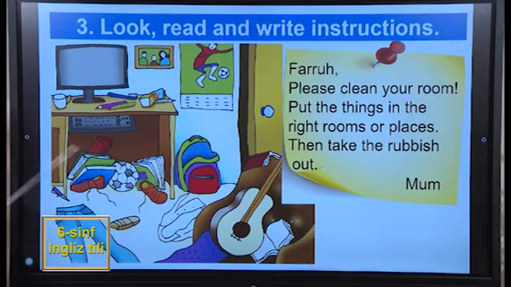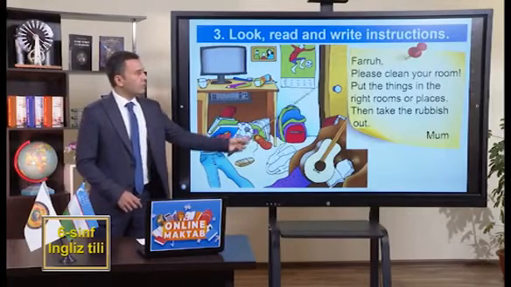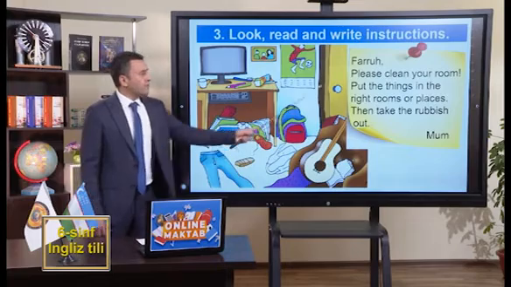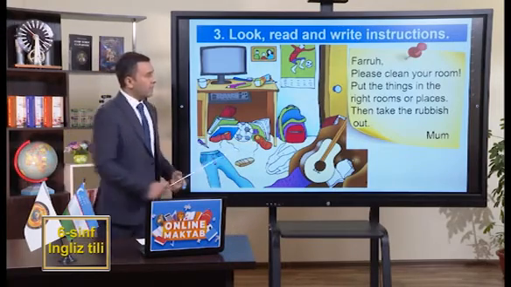Let's read the instructions written by his mom. Farooq, please clean your room. Put the things in the right rooms or places. Then take the rubbish out.